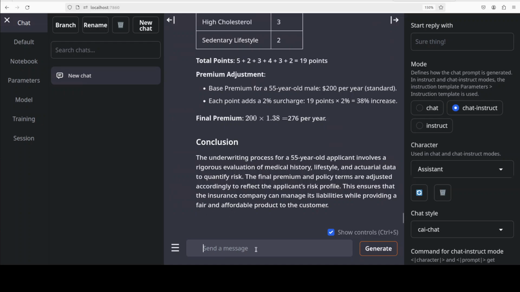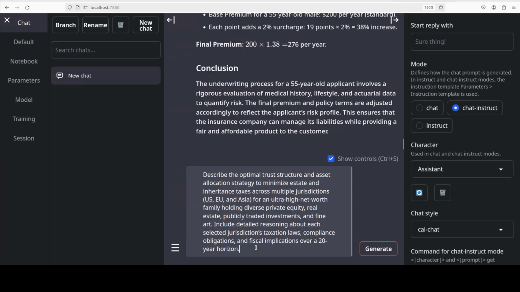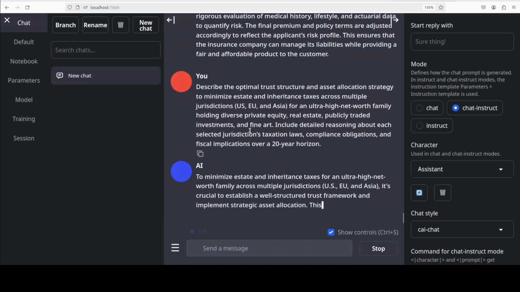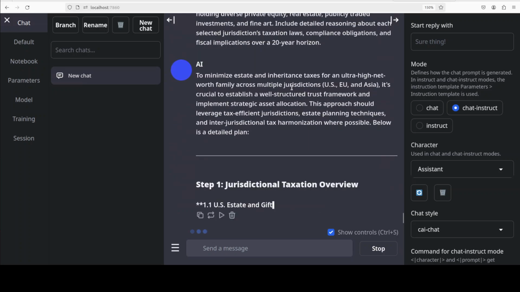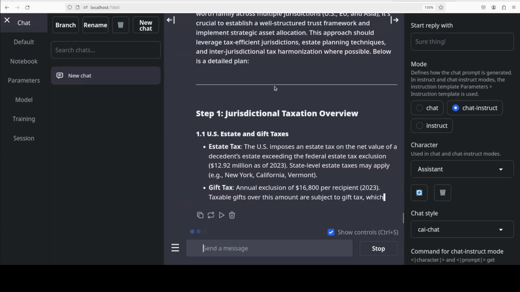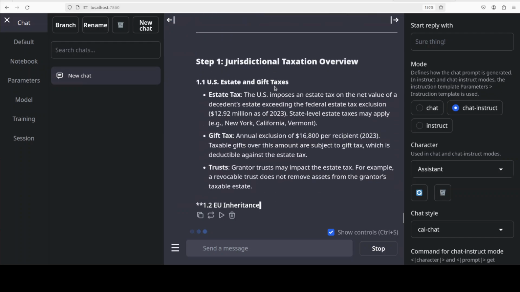And finally, let's check out one prompt about trust and tax efficiency. So I'm asking it to describe the optimal trust structure and asset allocation strategy to minimize estate and inheritance taxes. And of course it is around US, EU and Asia. Let's see how it goes. And I will just let it run in real time so that you could also see what it is doing.